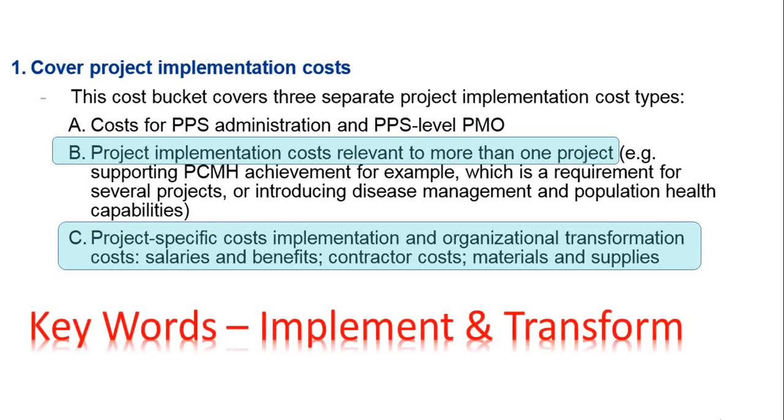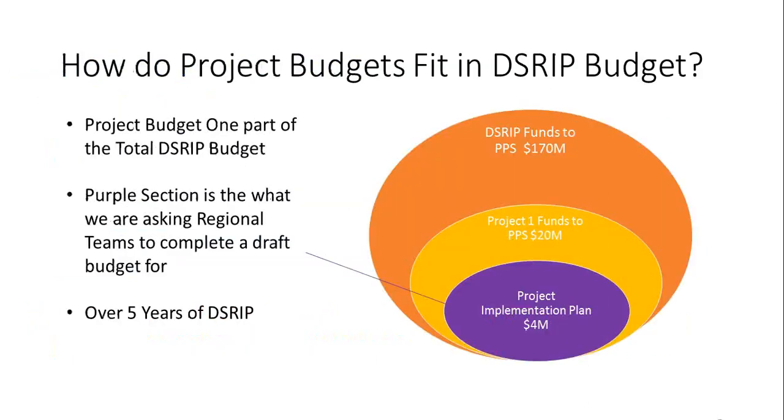So I'm going to move on to slide 5, and some of you will recognize these next 2 slides. These are the same slides that we used when we did a presentation in front of one of the in-person regional team meetings. So slide 5 here talks about how do the project budgets fit into the DSRIP budget. And this is looking at it just from our AHI PPS standpoint. So I try to use this visual to show how it all fits.